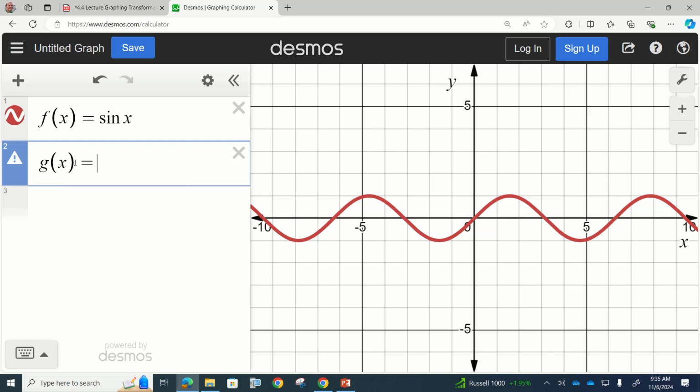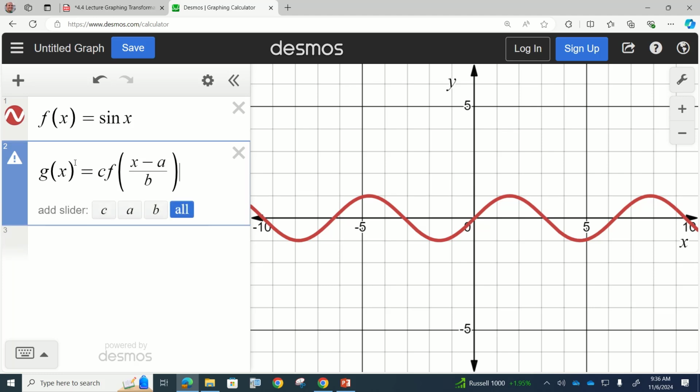So if my parent function is the sine function, and again, it's not really important the details of what function this is, I just think sine is a pretty function that works well with these transformations. But the location scale family would be a constant c times f of x minus a over b, plus d.